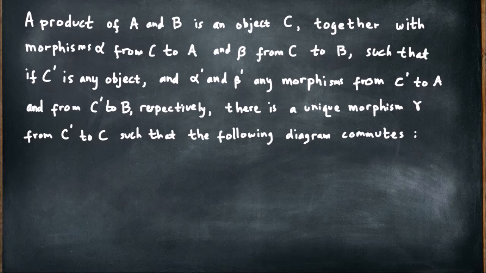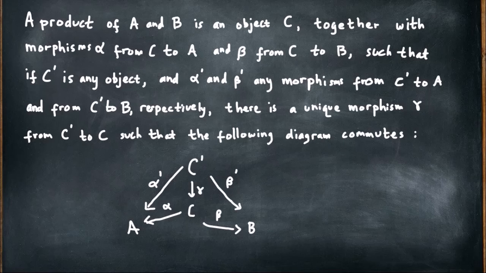Now we're going to define a product of object A and object B, that is an object C, together with the morphism alpha from C to A and beta from C to B, such that if C prime is any object and alpha prime and beta prime any morphisms from C prime to A and from C prime to B respectively, then there is a unique morphism gamma from C prime to C such that the following diagram commutes. If alpha is a morphism from C to A, beta a morphism from C to B, alpha prime a morphism from C prime to A, beta prime a morphism from C prime to B, then there is a unique morphism gamma from C prime to C.